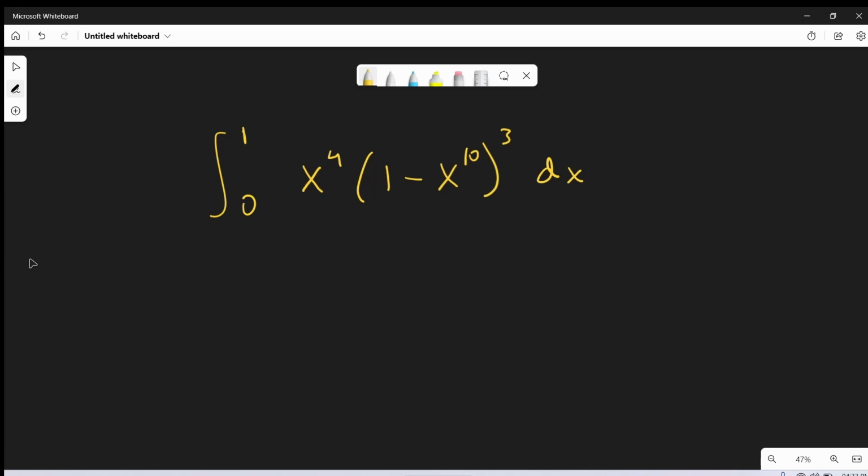Okay, we've got a pretty interesting integral here. We've got an integral from 0 to 1, x to the fourth, (1 minus x to the 10th) all cubed dx. Of course, you could just multiply this out, cube it, and then use the power rule, but I don't want to do it that way. What I want to notice is the similarity to the beta function.